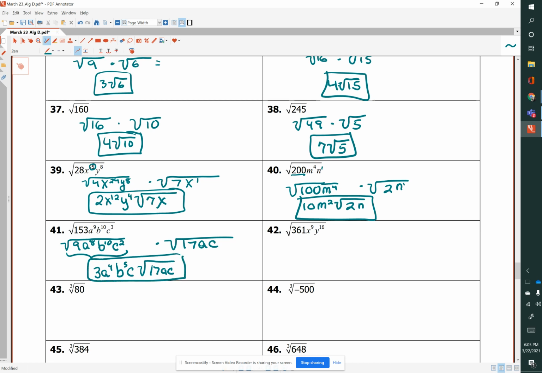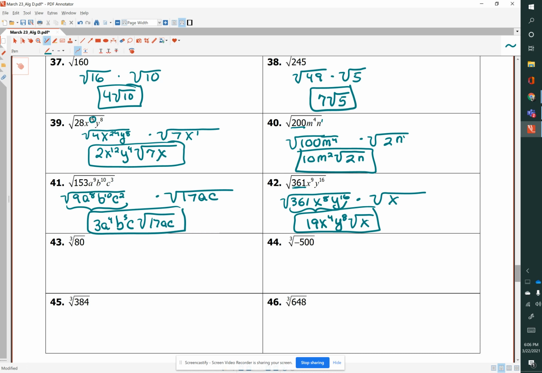And number 42 can be thought of as, that's 19 times 19. So we're going to leave it there. 361, but x to the 8th, for here, we're going to have x. And then y16 can stay. So to the left side, this is 19, x to the 4th, y to the 8th, and then we have times the square root of x.